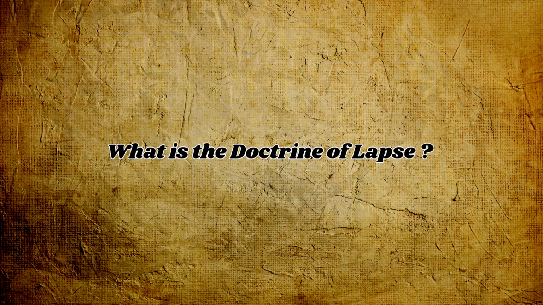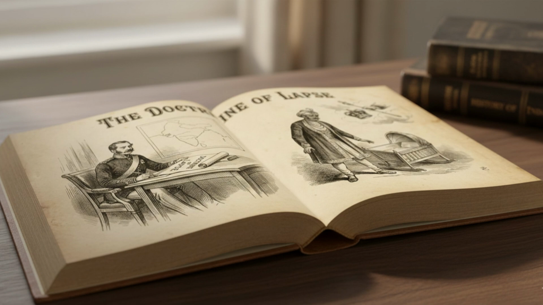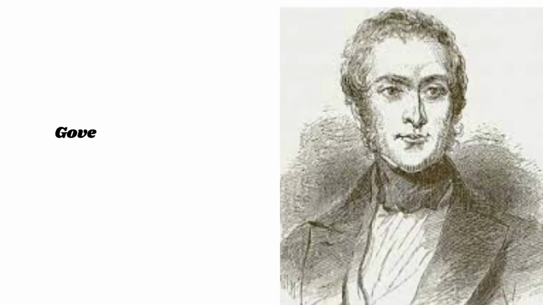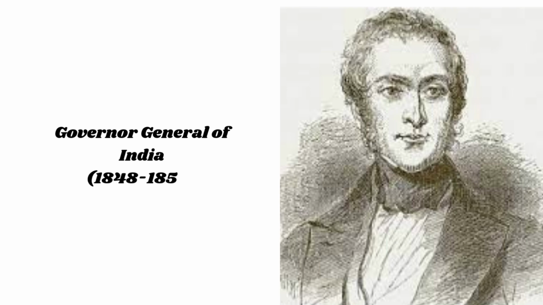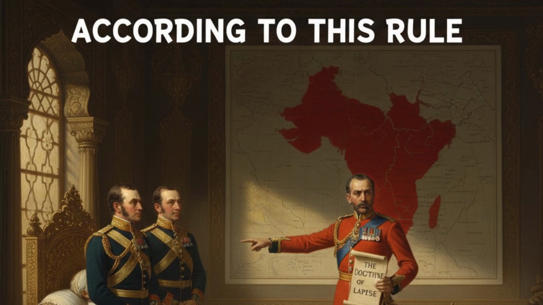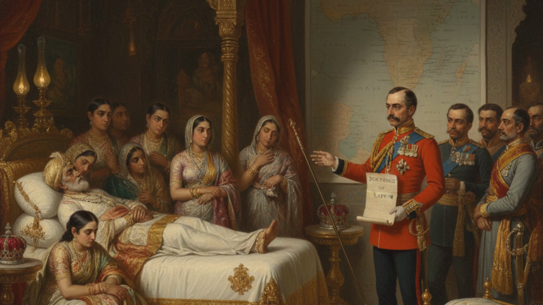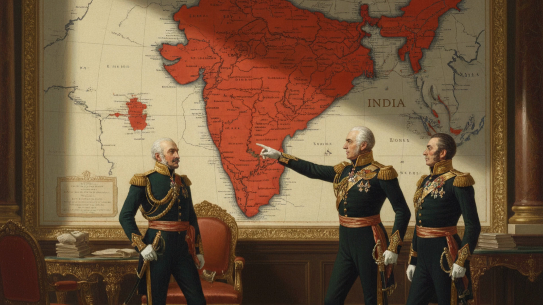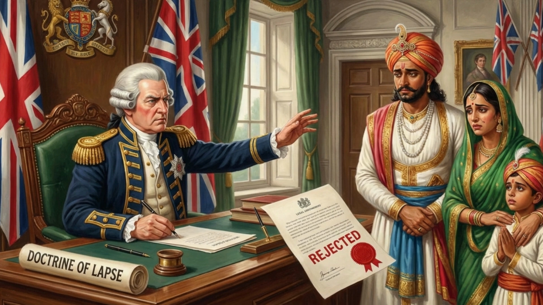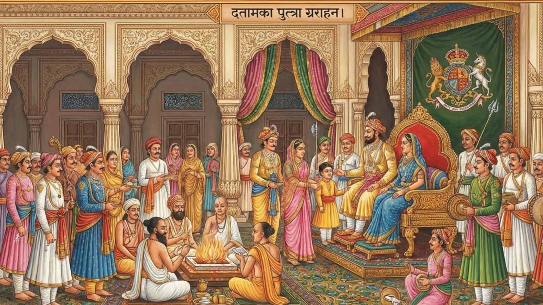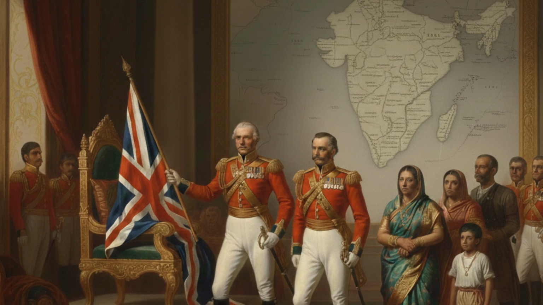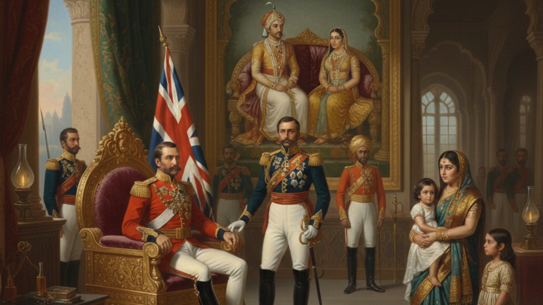What is the Doctrine of Lapse? The Doctrine of Lapse was introduced by Lord Dalhousie, who was the Governor-General of India from 1848 to 1856. According to this rule, if a ruler of a princely state died without a natural male heir, his kingdom would lapse, meaning it would automatically go under the control of the British East India Company. The British did not accept adopted sons as legal heirs, even though adoption was a common tradition in Indian royal families. So, if there was no biological son, the British simply took over the state.